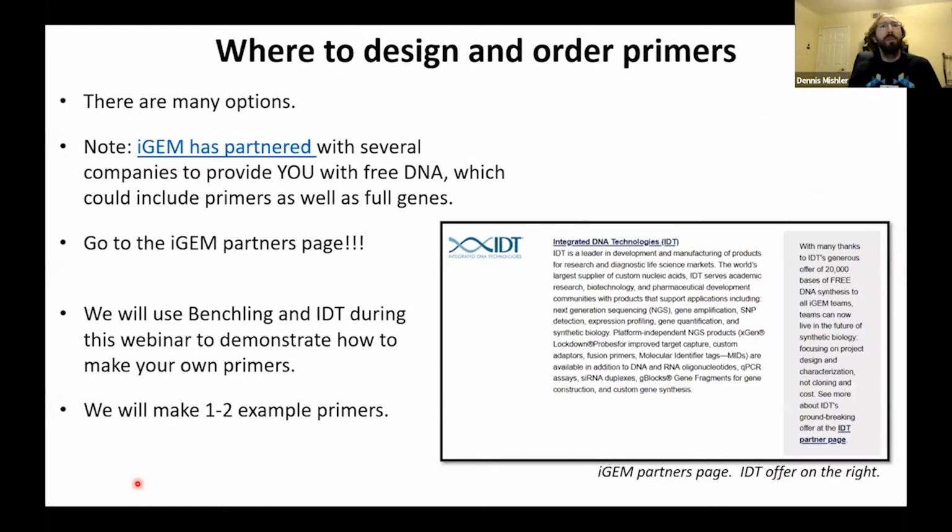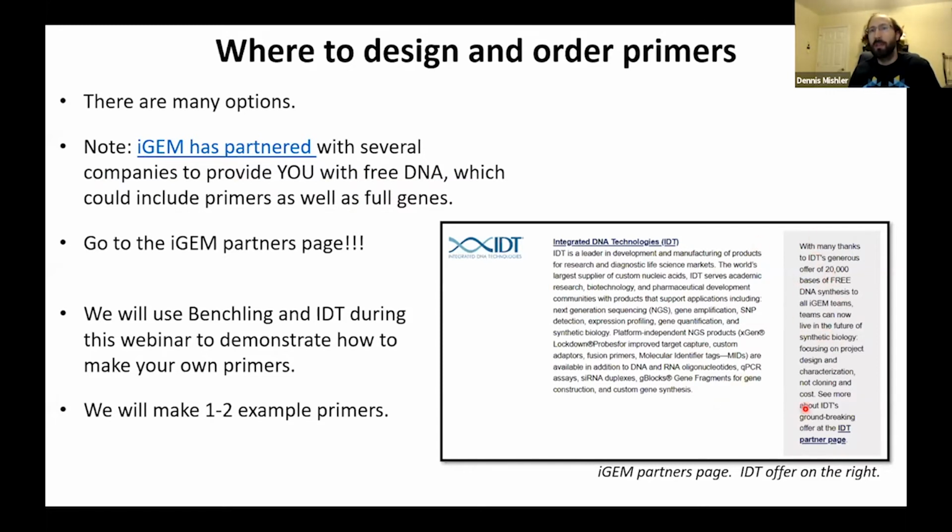So where to design and order primers. This is actually a really important thing. A lot of teams don't realize they can get these primers or DNA sequences in general free. So there are a lot of options. I recommend going to this link here. This is the iGEM partners page. And you're going to see there are a lot of different companies that will provide you with stuff, including free DNA. I've just highlighted here IDT, which is one of the bigger sponsors.